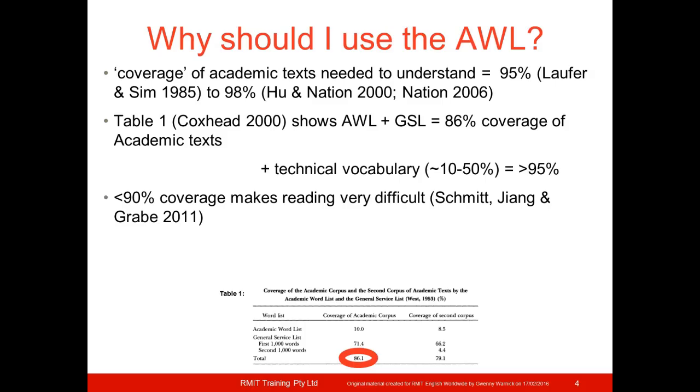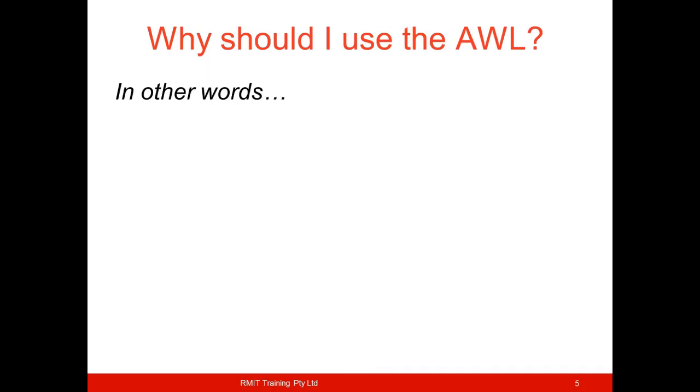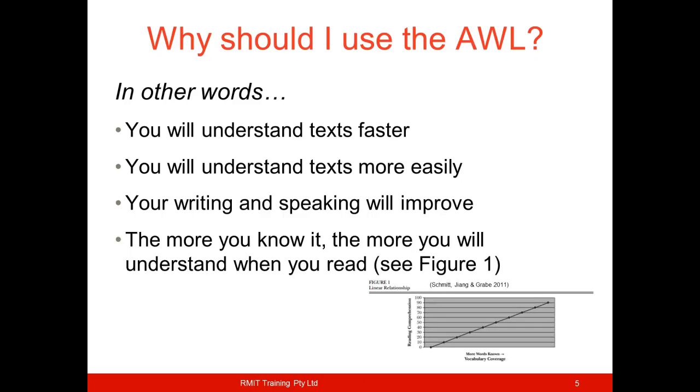Furthermore, not knowing at least 90% of the vocabulary makes what you're reading very hard to understand. And lastly, the more you increase your vocabulary knowledge, the more you will understand texts. In other words, you'll understand texts faster and more easily. This includes when you're listening to academic texts or reading them. At REW, you will get better marks for your writing and speaking vocabulary range and accuracy. And the more you practice directly impacts how much you understand.